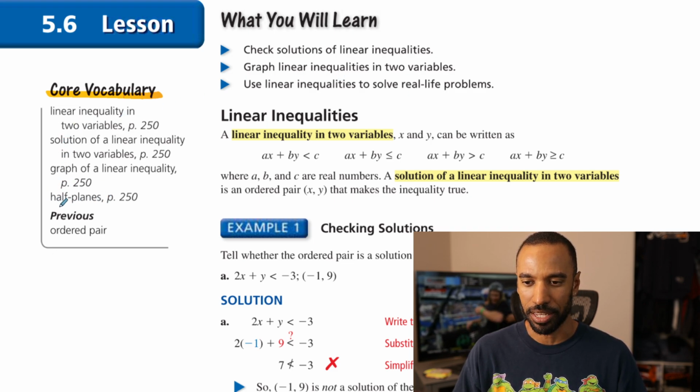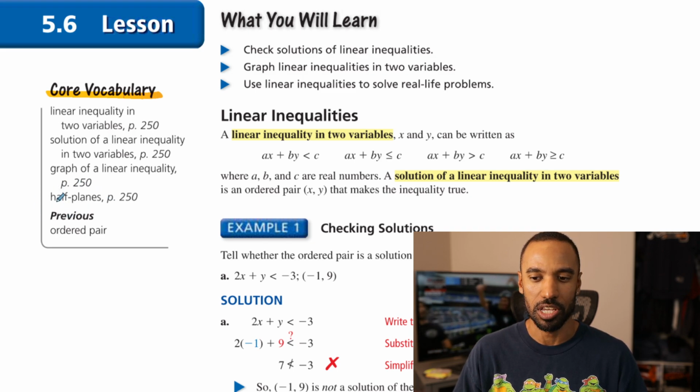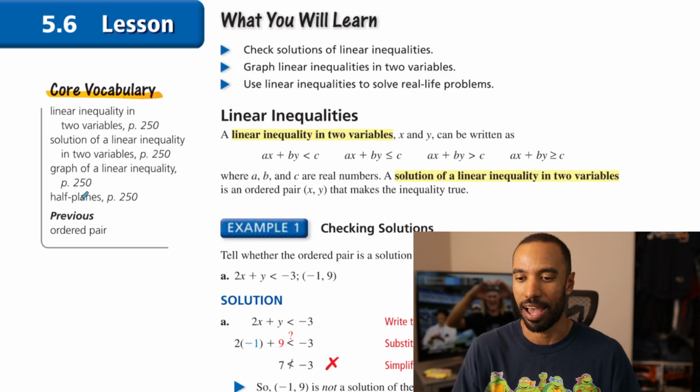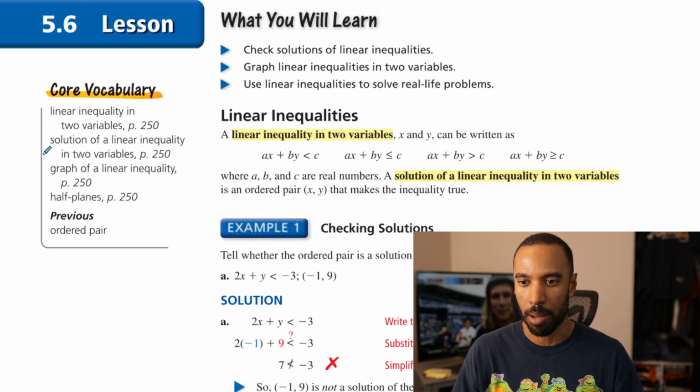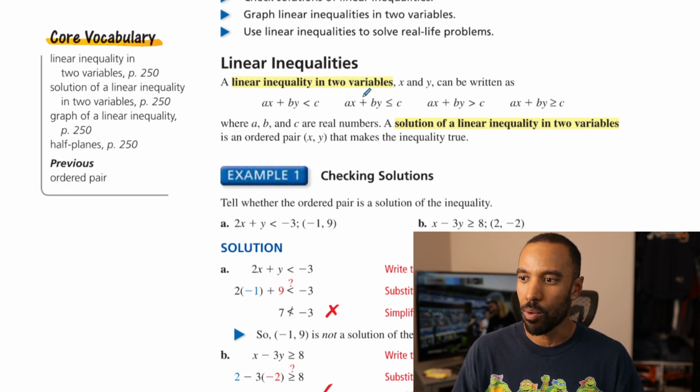I don't know what half planes mean. Well, now I think I do, but I'm going to say the word region most often. I'm going to say a shaded region, not a half plane, but all these other ones will pop up as they do. A linear inequality in two variables, x and y, can be written as any of these.